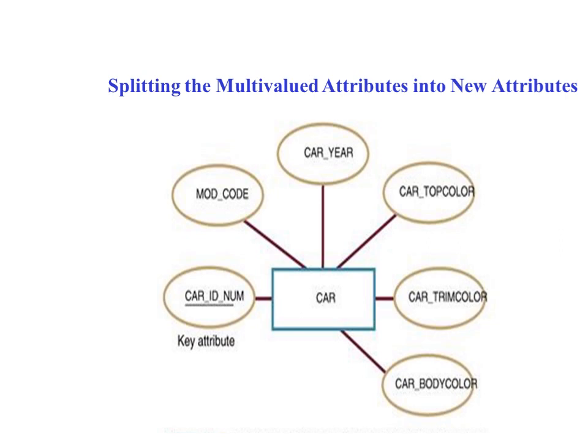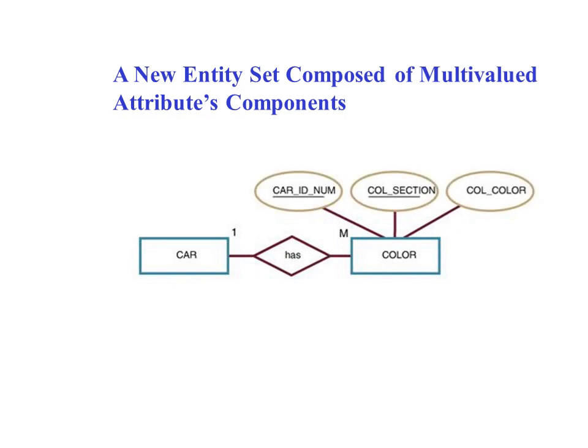For example, you can see, take a car. Car ID number, it is a key attribute. For a car, you can have the manufacturer year, top color, interior color, body color, and model code. So we can split this like this.